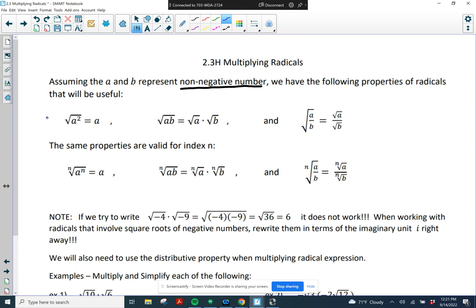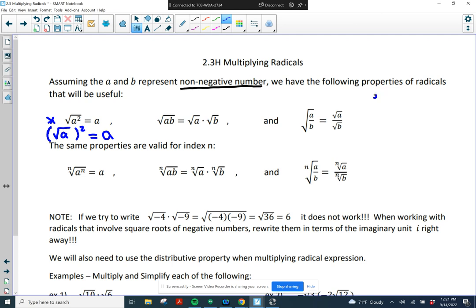So square roots undo squares. I want to add another one to this. Remember when we talked about radicals a while back, we said that the square root of a squared can also be written that way. Okay. Square roots undo squares. So that is also a.